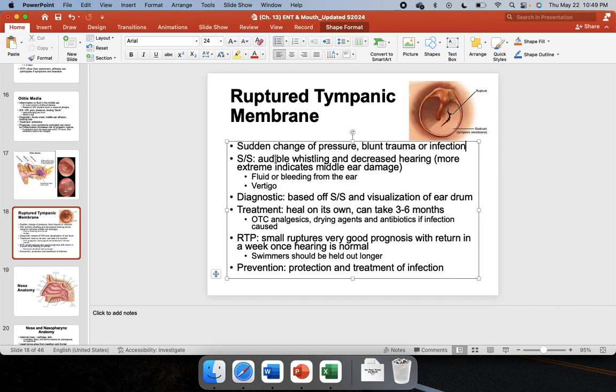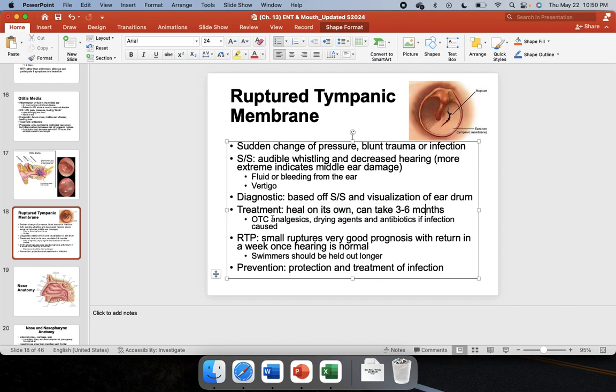So signs and symptoms: whistling, decreased hearing, sometimes fluid or bleeding from the ear for sure. And then they may also have some balance stuff going on with some vertigo. Okay, so as soon as that otoscope goes in and you see that, it's a pretty quick diagnosis and assessment. So treatment, it'll heal on its own, it'll just take some time.